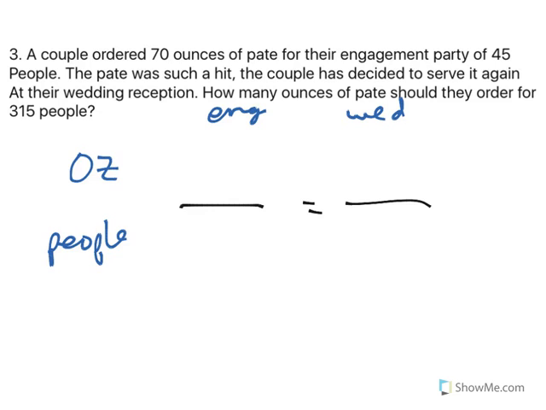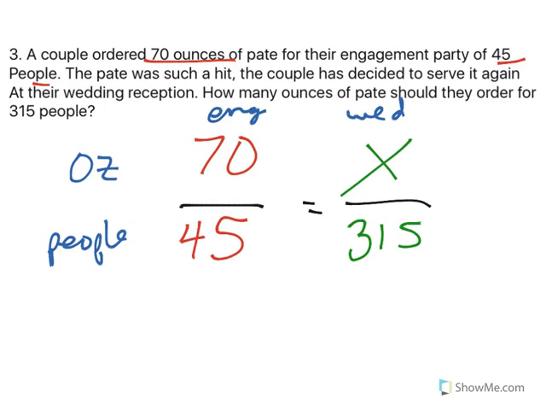Okay, so we see, we're talking about the engagement first, 70 ounces, that goes on the top. 45 people at the engagement, so that goes on the bottom. The wedding, they're inviting 315 people. Well, people goes on the bottom at the wedding. We don't know how many ounces, that's the question.